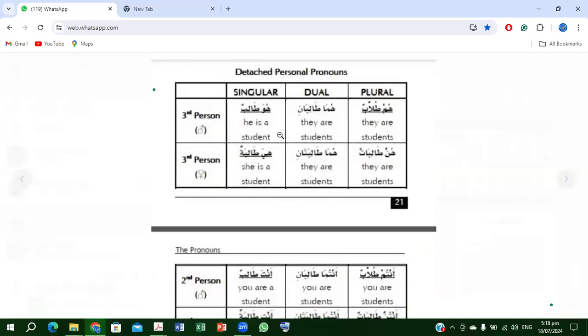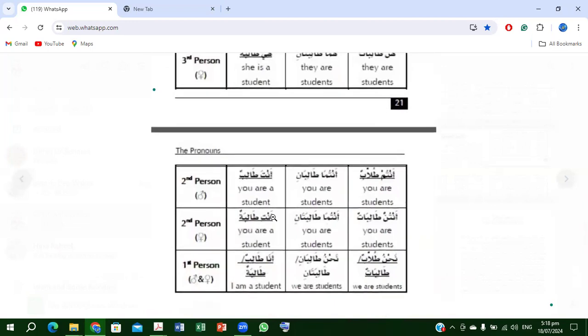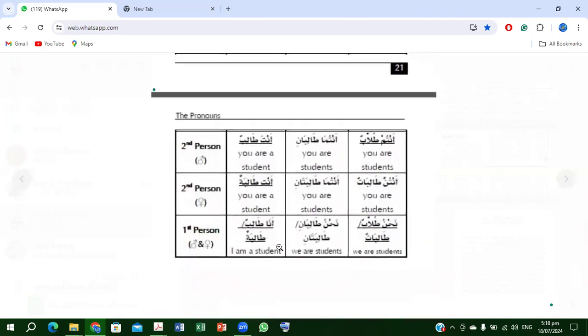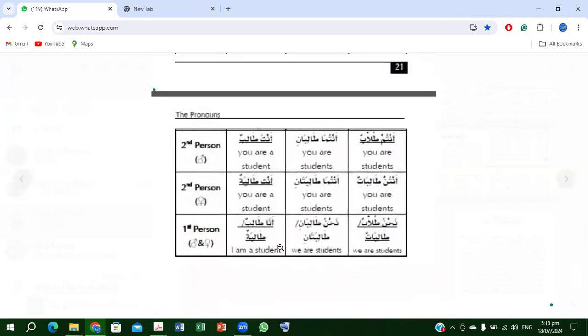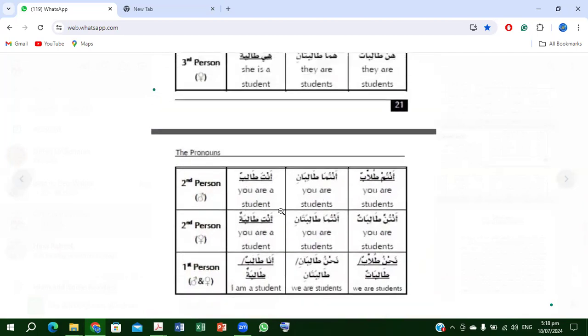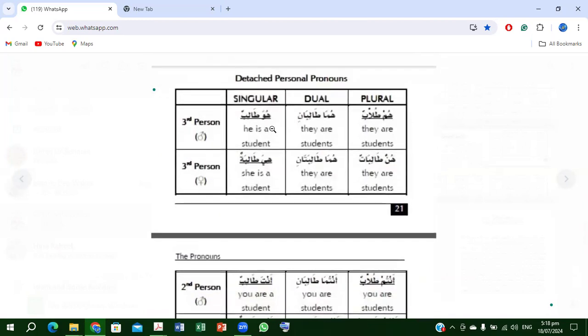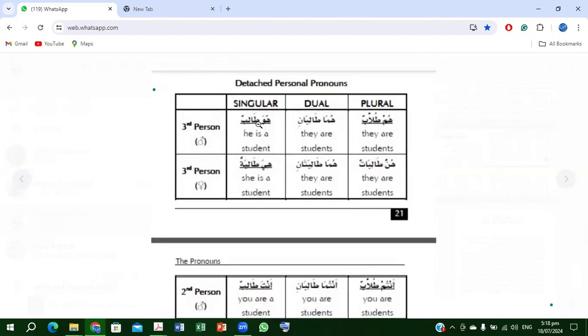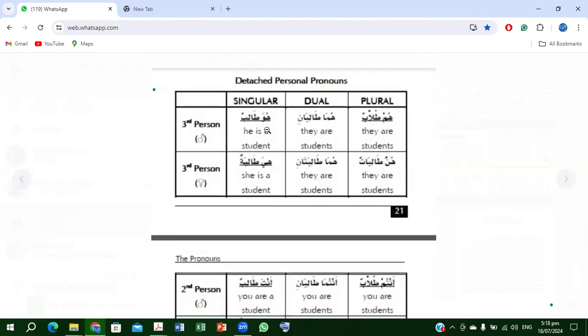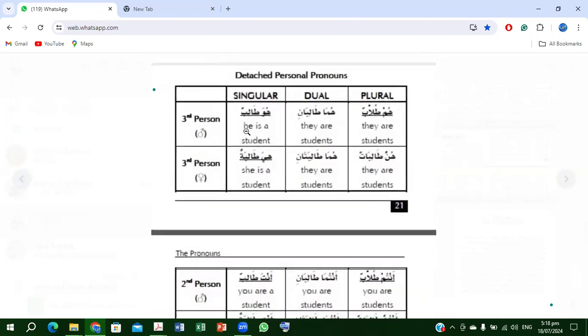So 6 for third person, 6 for second person, and 2 for first person. Total 6 and 6, 12, and 2, 14 pronouns. These are detached pronouns, right? And what are they? For singular third person male, it is huwa. Can you see here? Huwa. And it means he. And an example is also written.